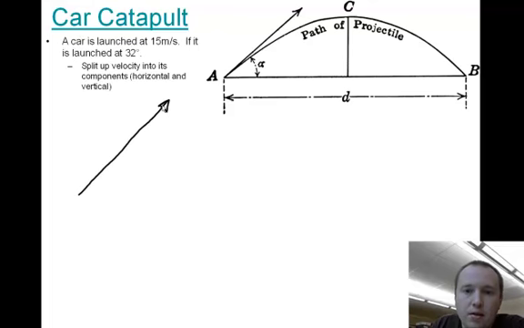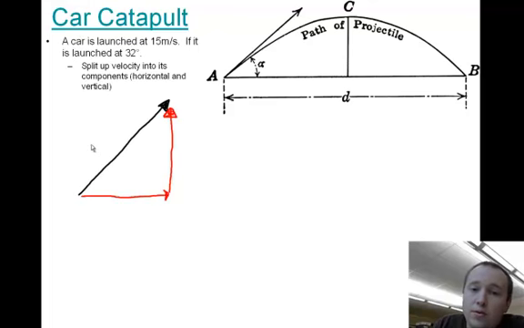So as I launch something at an angle, I have two parts to my velocity. I have its horizontal part and I have its vertical part. So this is my overall velocity. This is my horizontal velocity.